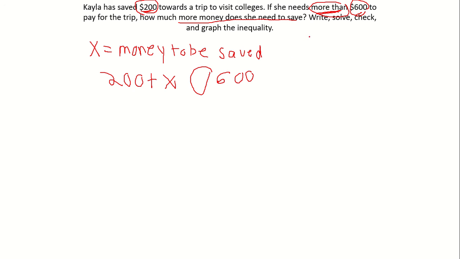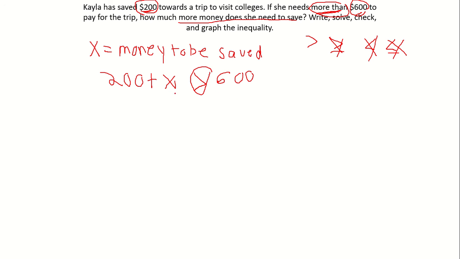Now our options for an inequality symbol are greater than or equal to, less than, and less than or equal to. So if Kayla needs to save more than $600, we know that 200 plus x has to be greater than 600. So you can immediately eliminate the less than or equal to. And if we need to save more than $600, that means that $600 is not going to be an answer to our problem, so we can get rid of the greater than or equal to. Our inequality is going to be 200 plus x is greater than $600.